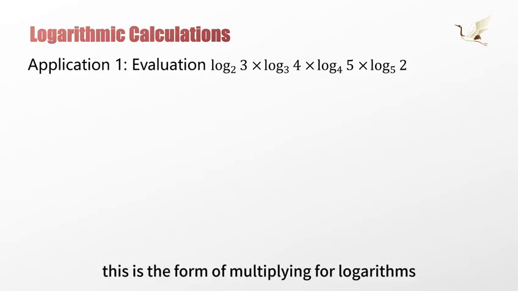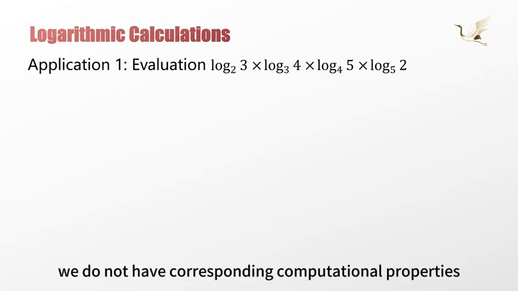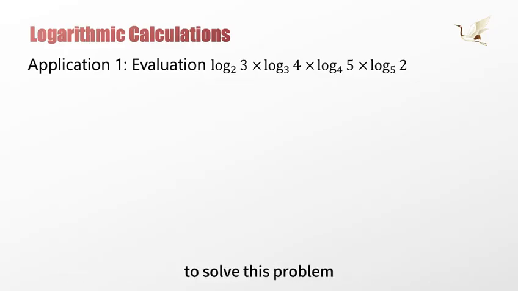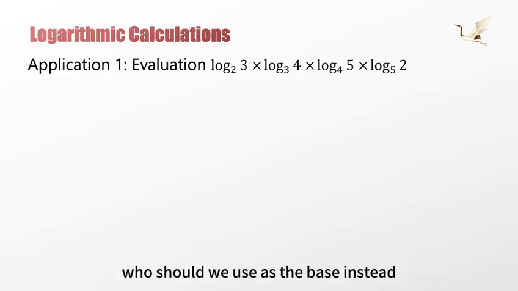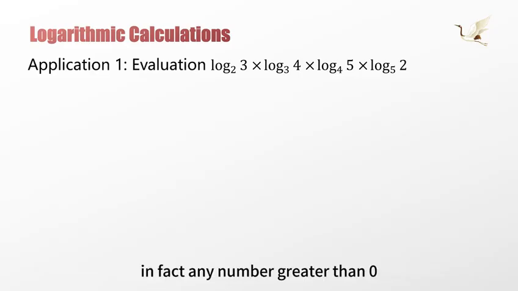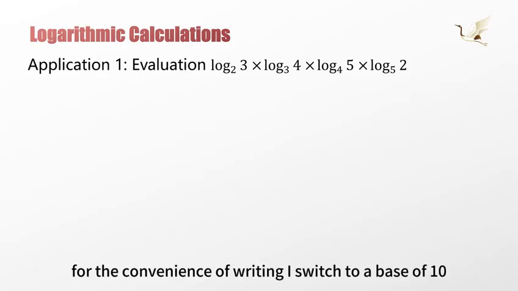This is the form of multiplying four logarithms, and the bases of these four logarithms are not the same. We do not have corresponding computational properties to solve this problem, so we can use the base-changing formula to convert it. Which number should we use as the new base? In fact, any number greater than 0 and not equal to 1 can be used as the base. For the convenience of writing, I switched to a base of 10.